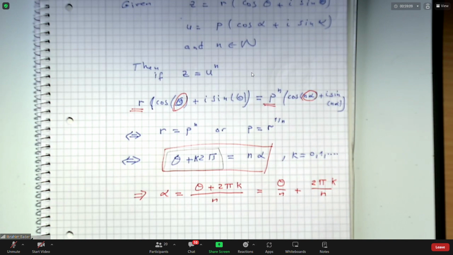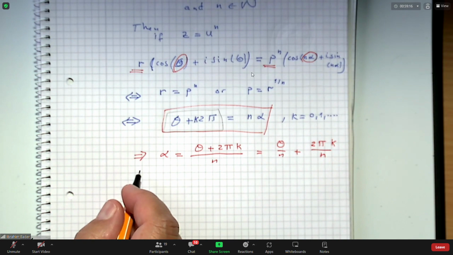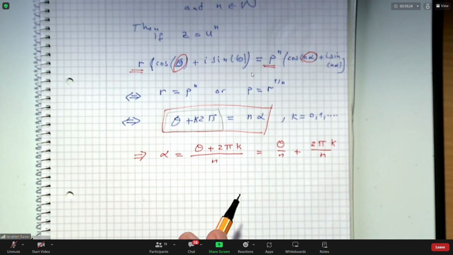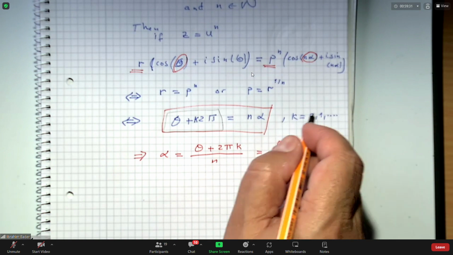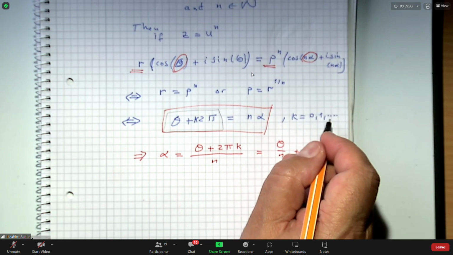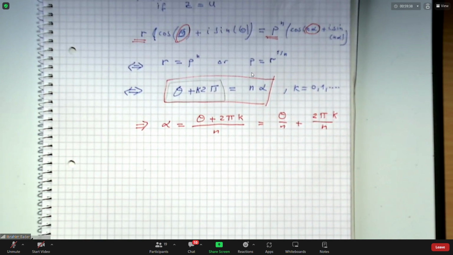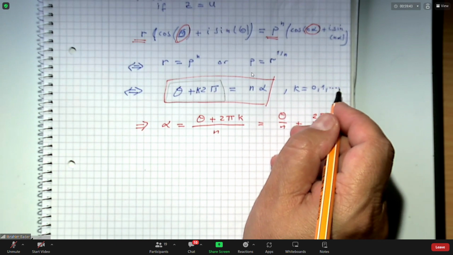Okay, now that means, to evaluate these roots, I evaluate them by plugging in k equals 0, 1, and so on. Now where to stop? This is the thing that I just left open here.